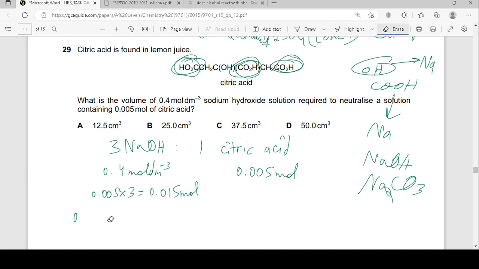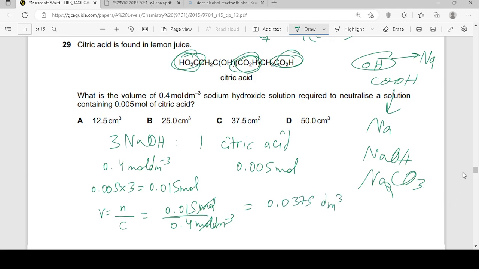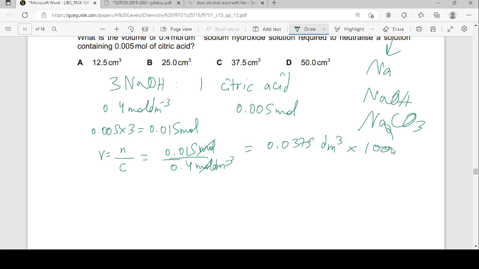That's how many moles of NaOH I have. And then V equals n over c, right? So n is 0.015 and c is 0.4, and the moles cancel out, leaving cubic decimeter. So it becomes 0.0375 cubic decimeters. And if I want to convert to cubic centimeters, I should multiply this by 1,000, because the options are in cubic centimeters. So that becomes 37.5 cubic centimeters. Okay, so that's my answer, and that is C.